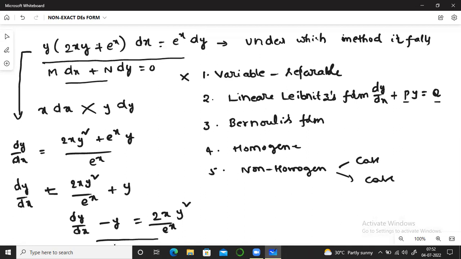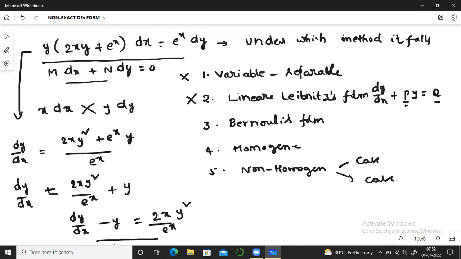See, it is almost like dy by dx plus py, p is equal to -1 here, is equal to q. It is almost looking like linear Leibniz form, but not. Why? P comma q are definitely should be functions of x. P is -1 only, so satisfied. What about q? 2x into y square over e power x. It means q has y terms. So this is not linear Leibniz equation form.